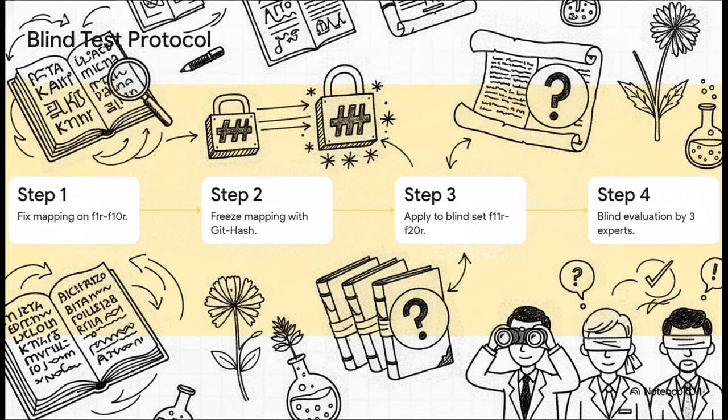To ensure absolutely no one is cheating, the model requires a brutal out-of-sample blind test, and the protocol is ruthless. Step 1, you fix the translation mapping using only the first 10 pages. Step 2, you freeze that exact mapping using a cryptographic Git hash. This guarantees you can't go back and tweak the rules later if you hit a snag. Step 3, apply this rigid, unchangeable mapping to brand new pages, specifically folios 11 through 20. And step 4, have 3 independent experts in medieval botany and pharmacy evaluate the results completely blind.